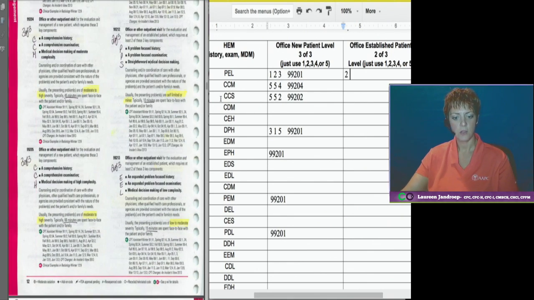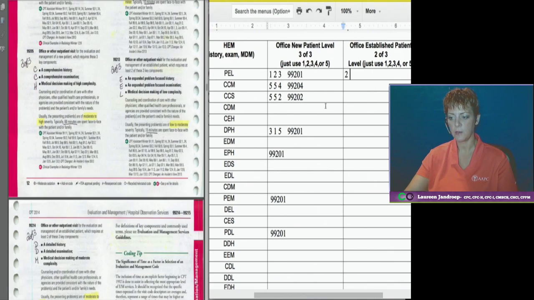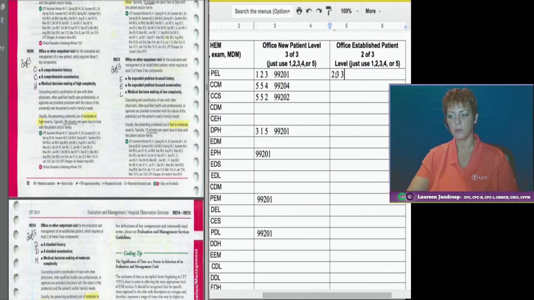The E shows up at a level 3 only, so we're going to take a 3 over here. And then the L also shows up at a level 3. So when it is 2 of 3, we drop the lowest, so we can get rid of the 2, and we code to the next lowest. So it's going to be a level 3. So that's how you do the leveling for 2 of 3.